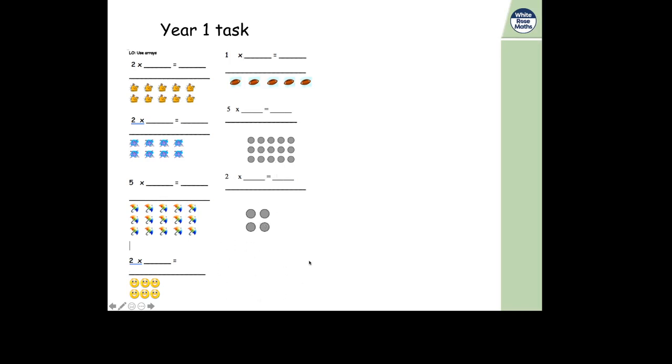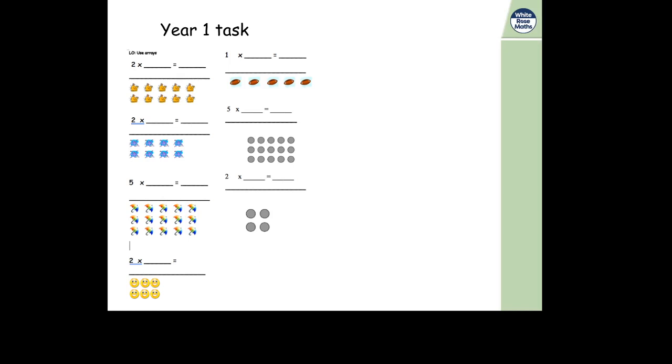Okay. Now there is a space here. See if you can make up your own one. If you've got time, have a go at making your own array and your own addition and multiplication number sentences. And that's it for today, because then you're going to go ahead and do the problem solving as well.